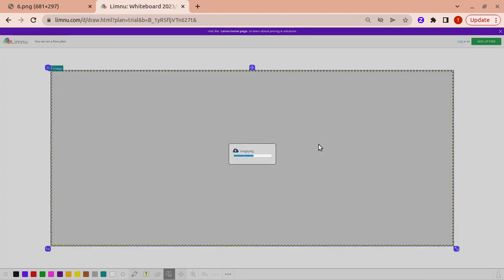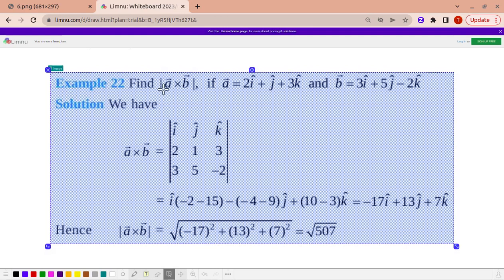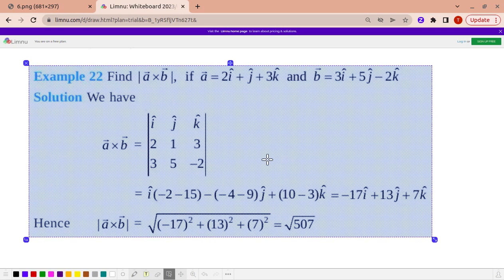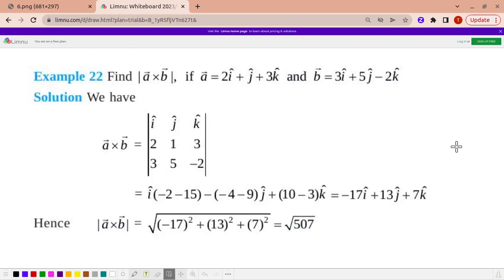So the first example, dear students, is quite straightforward. Find the modulus of a vector cross b vector, if both the vectors a and b are represented in the component form. Very simple. That a cross b is equal to the determinant with i cap, j cap, k cap in the first row.